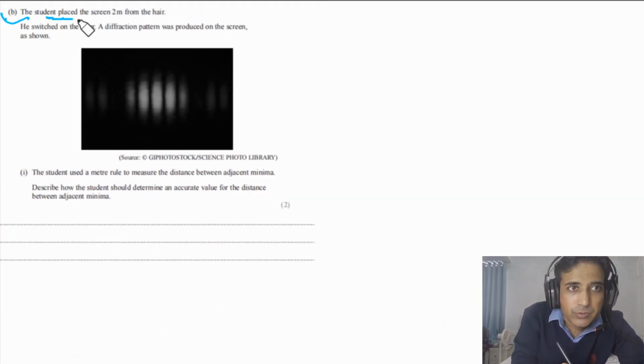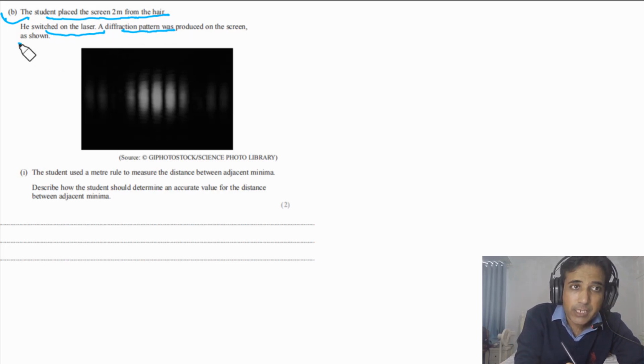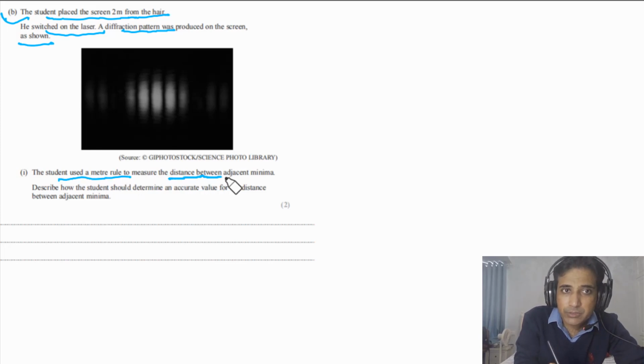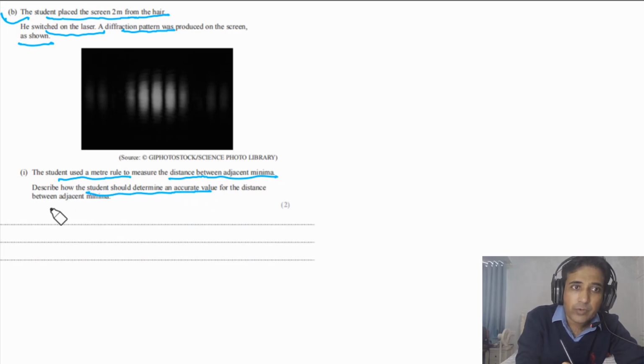Part B says the student placed the screen 2 meters from the hair. He switched on the laser. A diffraction pattern was produced on the screen as shown in the figure. The student used a meter rule to determine the distance between adjacent minima. Describe how the student should determine an accurate value for the distance between adjacent minima.